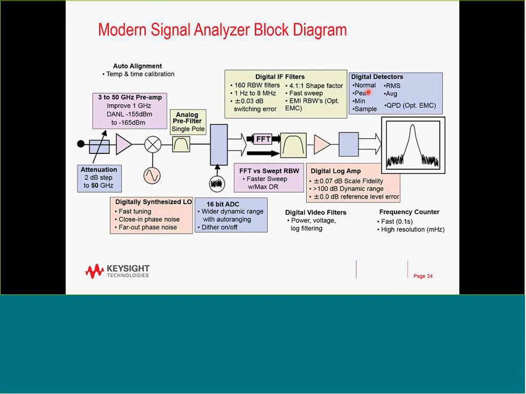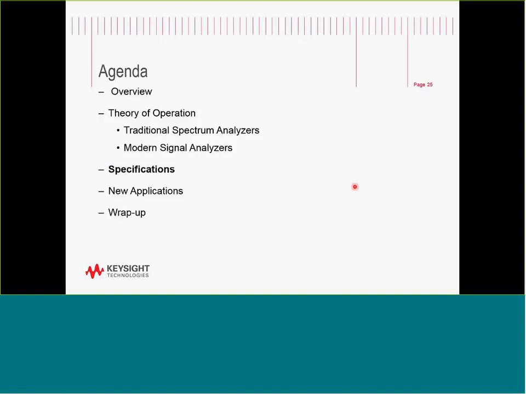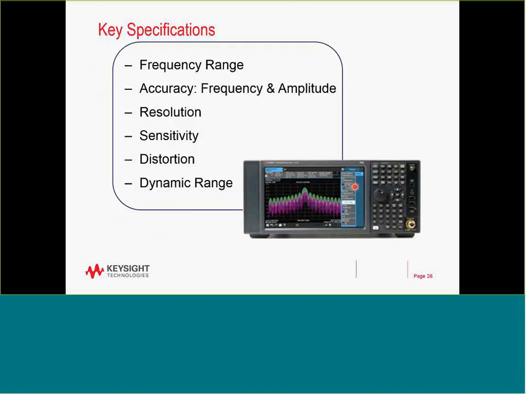And for the detector, we have a broad range of detectors because they are all digital. Some of them, like the quasi-peak detector, are used for EMC EMI measurements. And here you see the uncertainty because of the digital log amplifier. It's like 0.07 dB. In the past, I think, well, we'll see, I have a slide on that, but it was way higher. We'll look at the specifications.